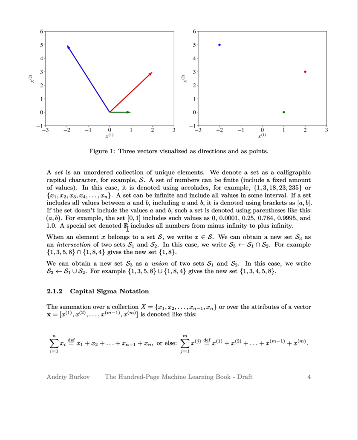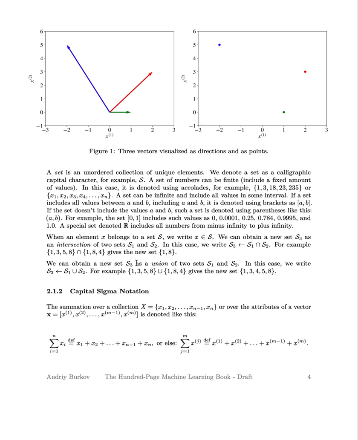A special set denoted R includes all numbers from minus infinity to plus infinity. So whenever you see this different type of R, it means that we are referring to all possible numbers. When an element x belongs to a set S, we write it so. This sign here simply says element x belongs to set S.